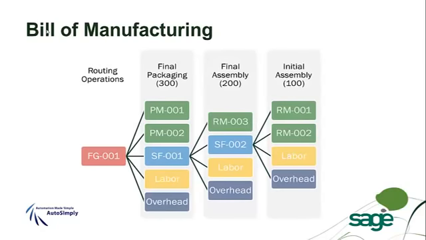Here is a visual representation of the MF bill of manufacturing. Notice the distinct operations, the components, and resources that go with them. Resources can be of labor and overhead types.